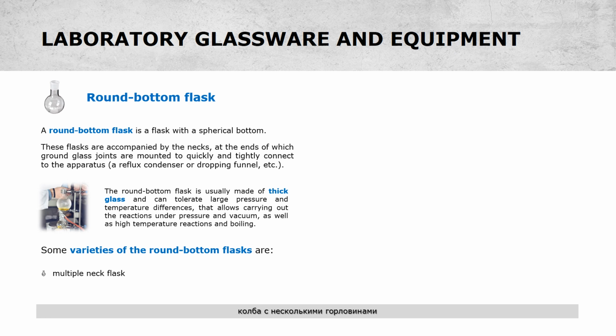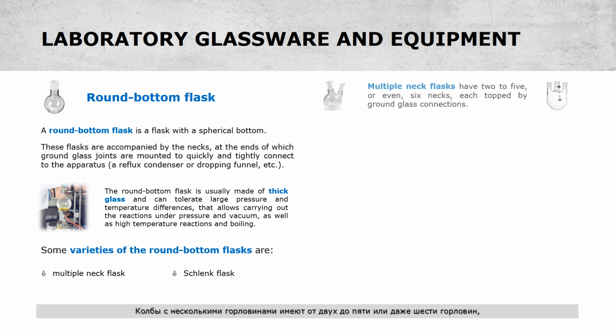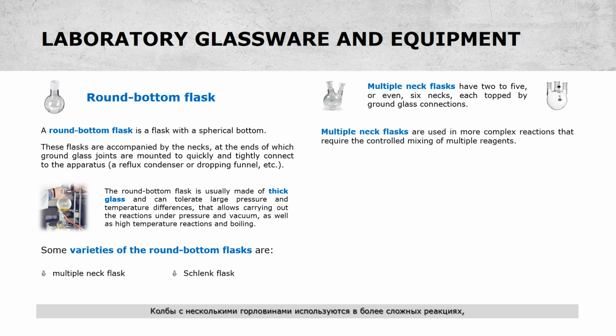Multiple neck flask. Schlenk flask. Multiple neck flasks have 2 to 5, or even 6 necks, each topped by ground glass connections. Multiple neck flasks are used in more complex reactions that require the controlled mixing of multiple reagents.